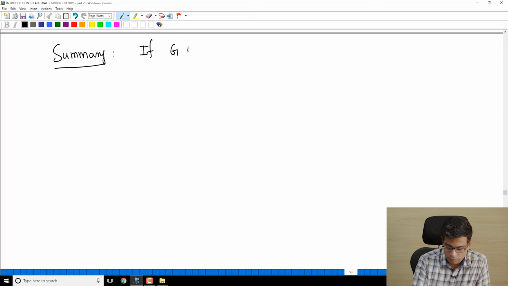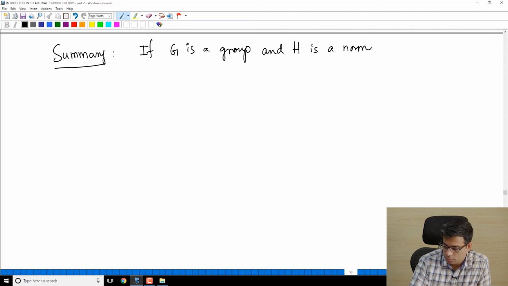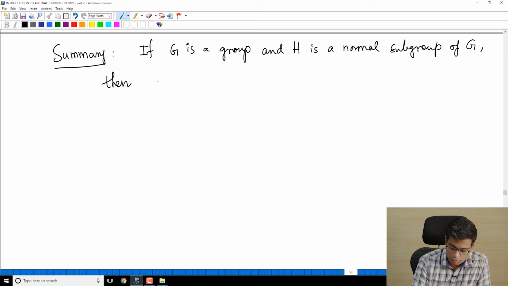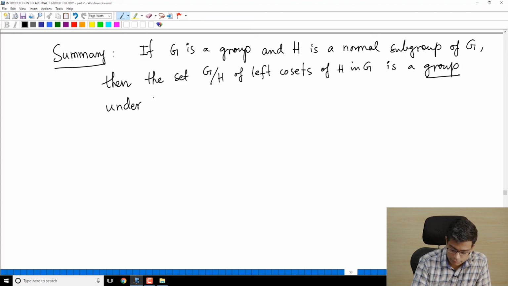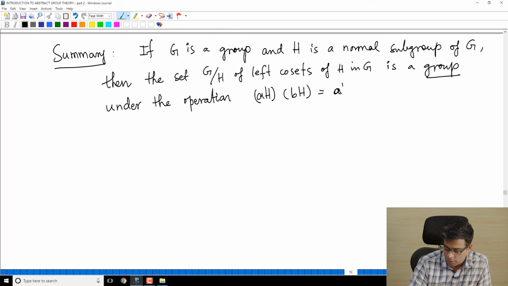If G is a group, and H is a normal subgroup of G, then the set G mod H of left cosets of H in G is a group under the operation AH times BH equals ABH.